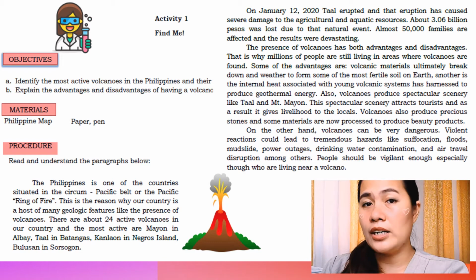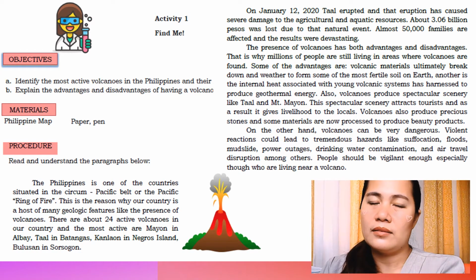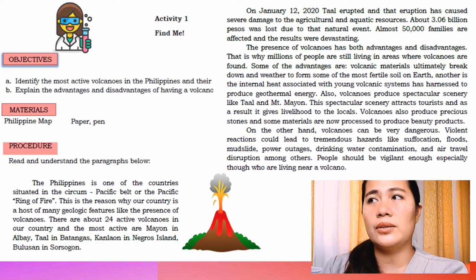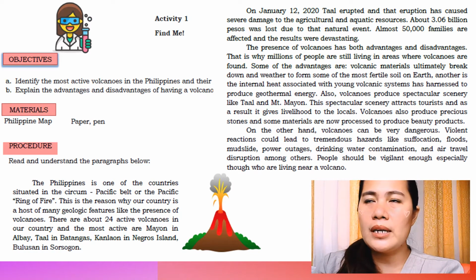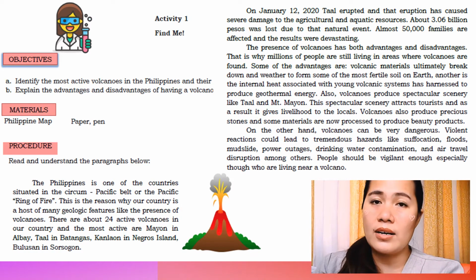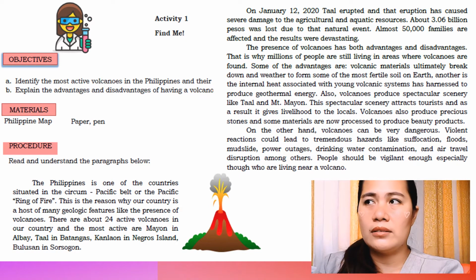On January 12, 2020, Taal erupted. So this is just this year. And that eruption has caused severe damage to the agricultural and aquatic resources. About 3 billion pesos was lost due to that natural event. Almost 50,000 families affected, and the results were devastating.